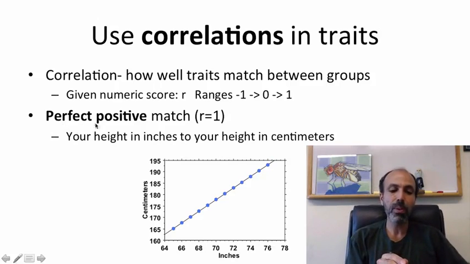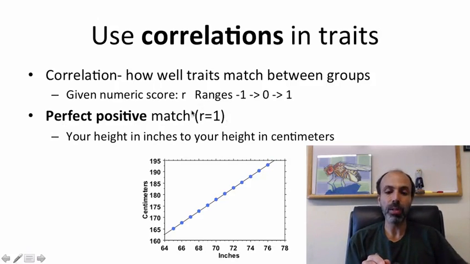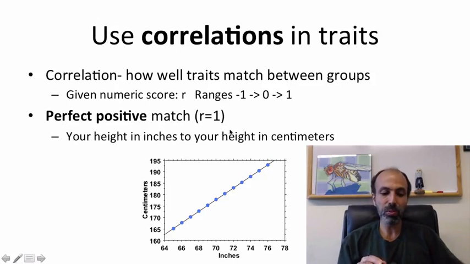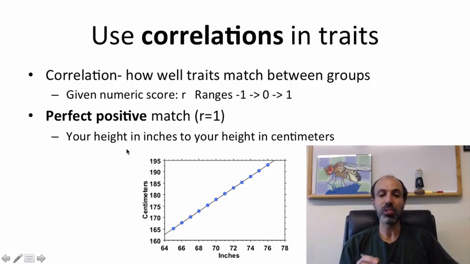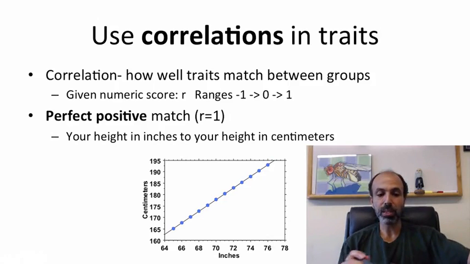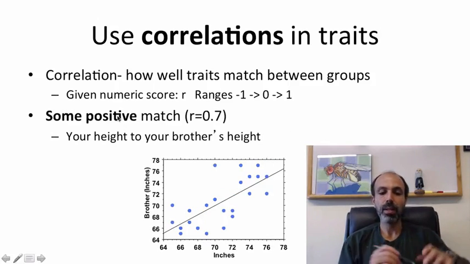So let's say, for example, you have a perfect positive match. That would be an R of 1. An example of this would be your height in centimeters to your height in inches. One perfectly predicts the other, right? You have this absolutely perfectly linear correlation between the two. Okay. In contrast, let's look at one that's not quite so strong. Here's one.